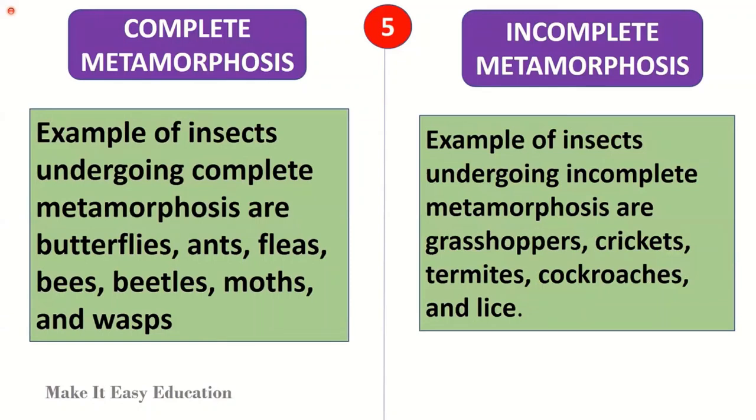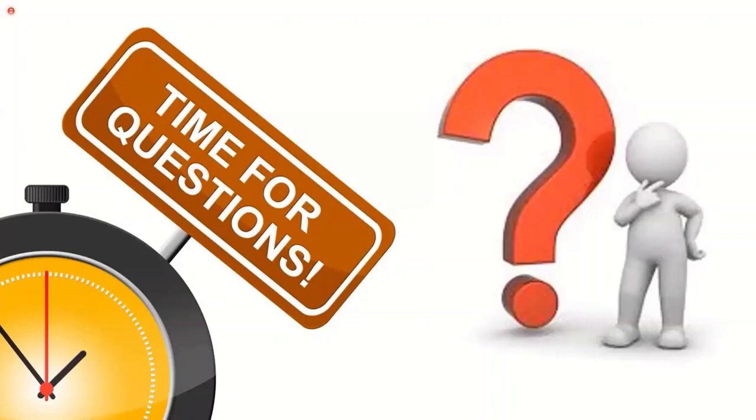Examples of insects undergoing complete metamorphosis are butterflies, ants, fleas, bees, beetles, moths, and wasps. Examples of insects undergoing incomplete metamorphosis are grasshoppers, crickets, termites, cockroaches, and lice. Question time.